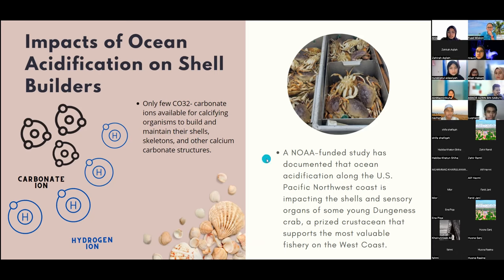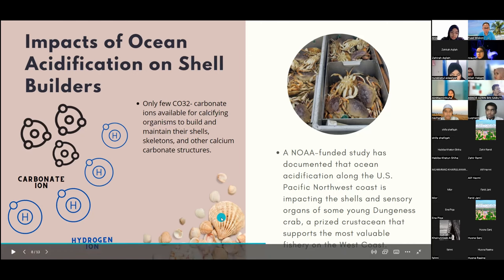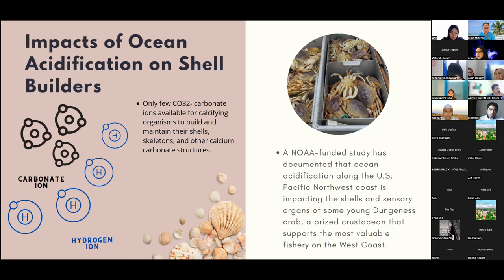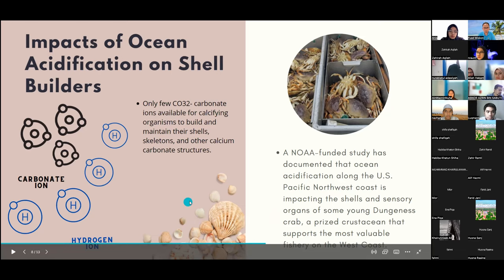And a NOAA-funded study has documented that ocean acidification along the US Pacific Northwest coast is impacting the shells and sensory organs of some young Dungeness crab, a prized crustacean that supports the most valuable fishery on the West Coast. As ocean acidification increases, carbonate ions bond with excess hydrogen, resulting in fewer carbonate ions available for calcifying organisms to build and maintain their shells.